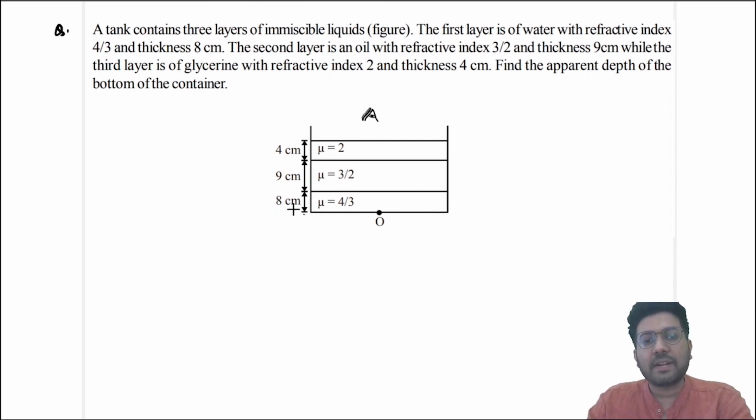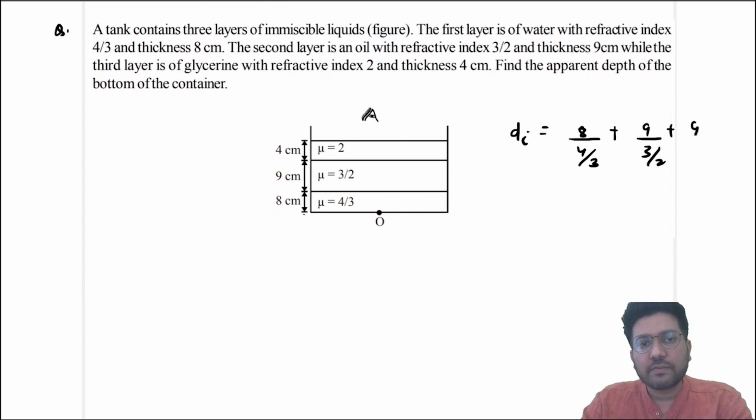So you know that the apparent depth means the image of this object. So you treat the base as the object, and you know that di will be equal to, so I am writing that formula from the final interface, right? So the formula of di is from the final interface. So it will be equal to d1 by mu1, that is 8 by 4 by 3 plus 9 by 3 by 2 plus 4 by 2. That's it. So this will come out to be 6 plus 6 plus 2, so the answer will be 14, right?